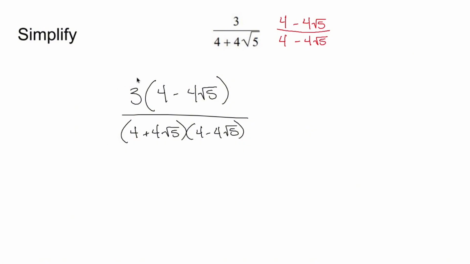This is just the distributive property. 3 times 4 is 12. And 3 times negative 4 is negative 12. Square root of 5 comes along for the ride.